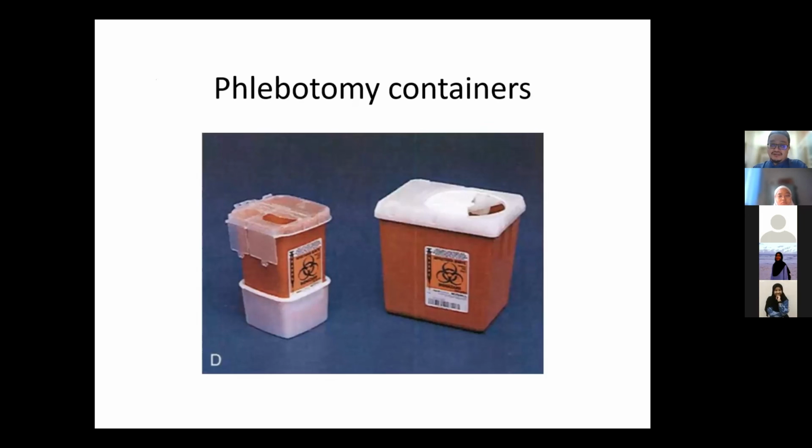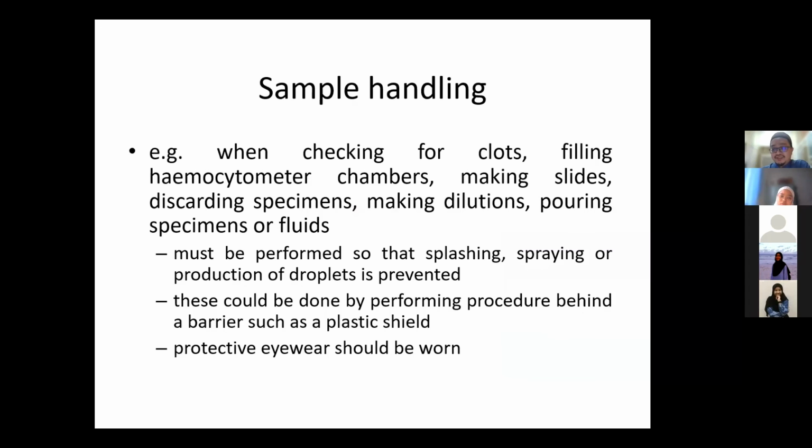Okay. Sample handling. When checking for clots, filling hemocytometer chambers, making slides, discarding specimen, making dilutions, or pouring specimen, you may be handling these samples. So they must be performed in such a way that splashing, spraying, or production of droplets is prevented. You can use a plastic shield, or use protective eyewear.